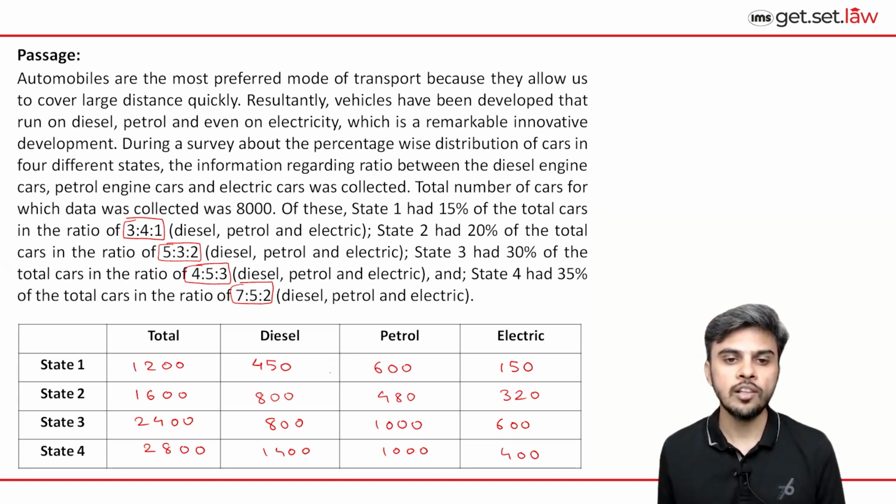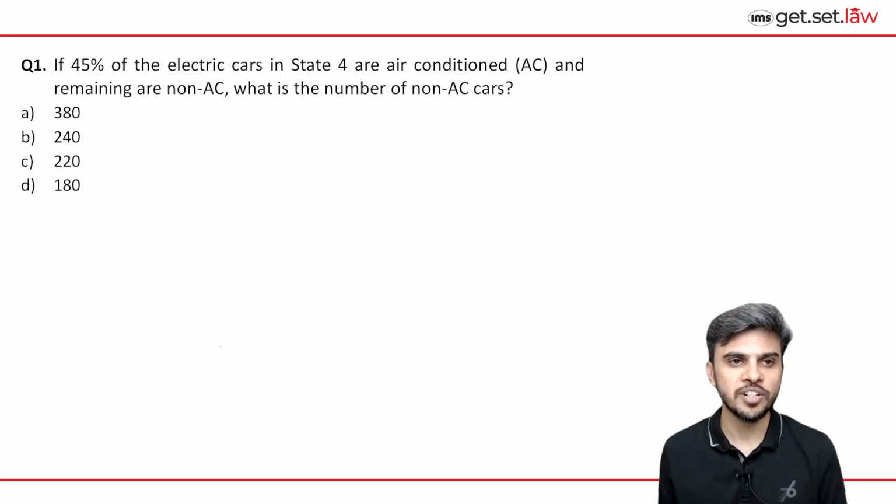So now we have got all the values. How many total vehicles, how many diesel vehicles, how many petrol vehicles, how many electric vehicles are there in state 1, 2, 3 and 4. That data we have now. So using this table, we can easily answer all the questions now. Let's look at this question.